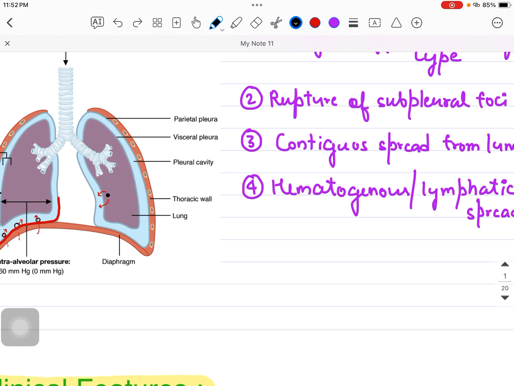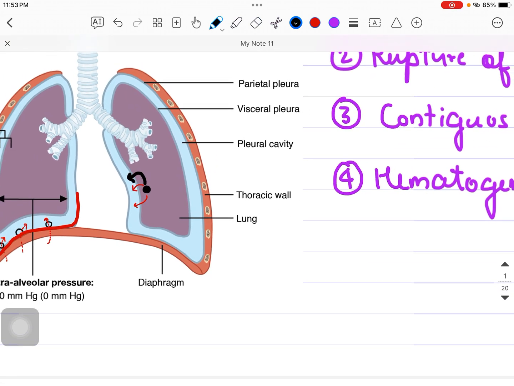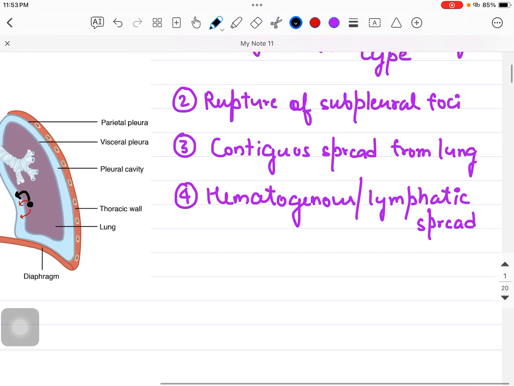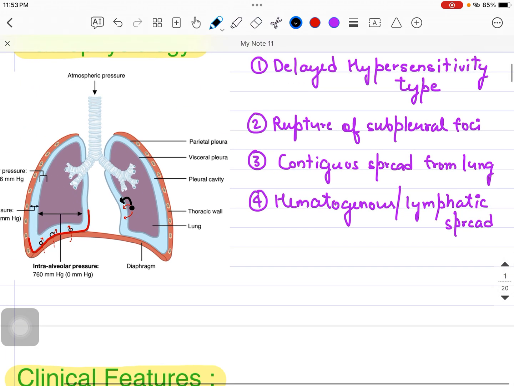The next thing is that there could be contiguous spread from the lung also. For example, there could be some lesion in the lung or some kind of pathology in the lung that can also contribute to pleural TB. I mean, the excess amount of fluid can accumulate in the pleural space due to some kind of pulmonary nodule or some kind of pulmonary pathology or lesion as well. Then the hematogenous or lymphatic spread can also cause this particular pleural effusion, which is lastly the pleural TB, right.